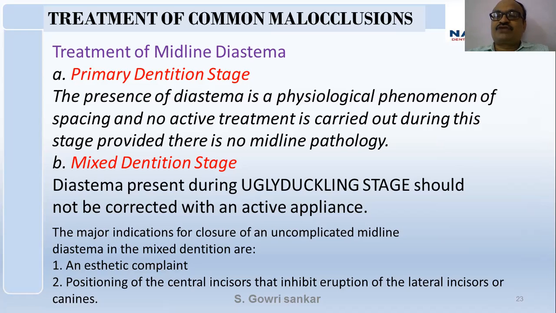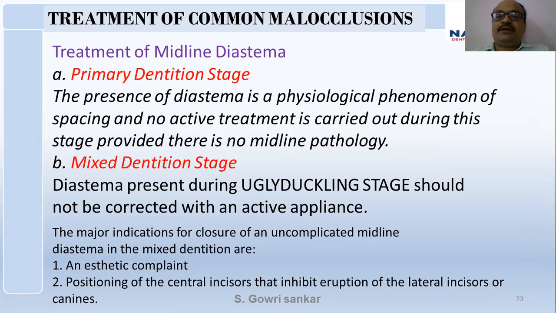Unless there is some space for the permanent teeth to erupt, they will go into crowding, which we are going to discuss in our later classes. So there should be some spaces in primary dentition, and midline diastema should not be corrected.